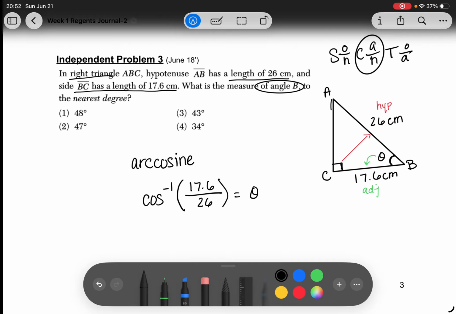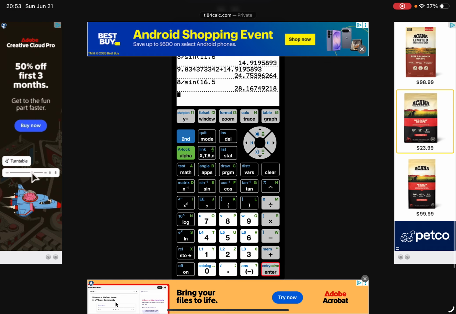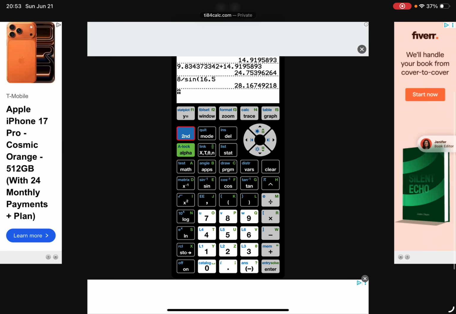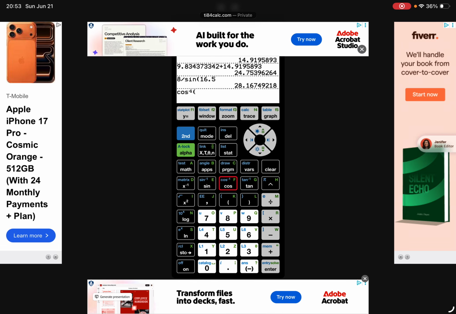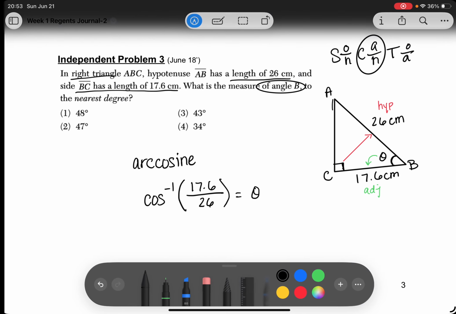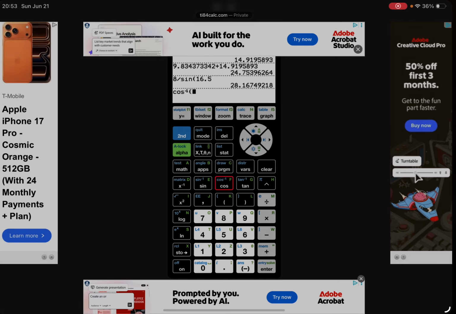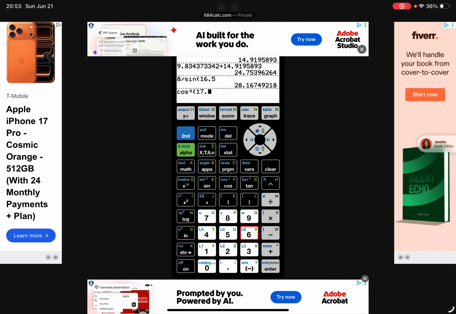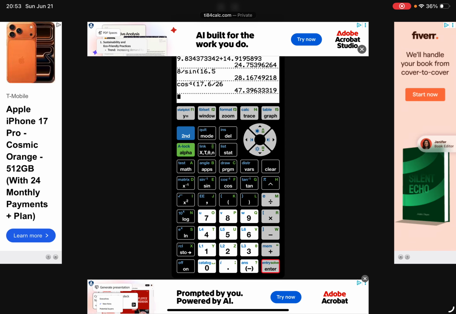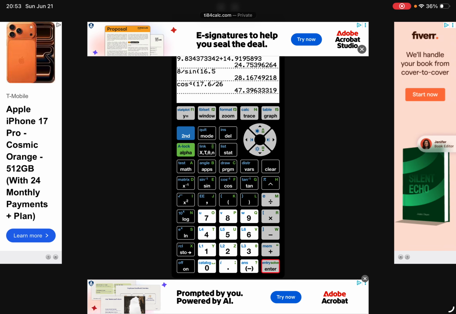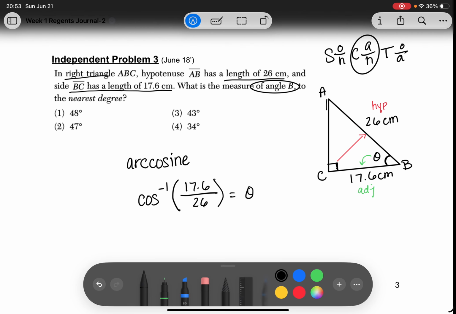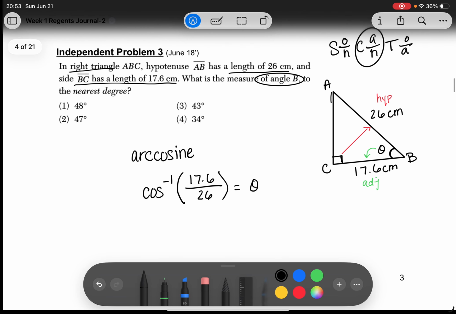To put this into the calculator, we're going to have to do one extra step. So you're going to hit second and then cosine. From there, we just type in our fraction, which we said was 17.6 over 26. So 17.6 divided by 26, enter, and we get 47.39. And that's the approximate angle measure for theta.